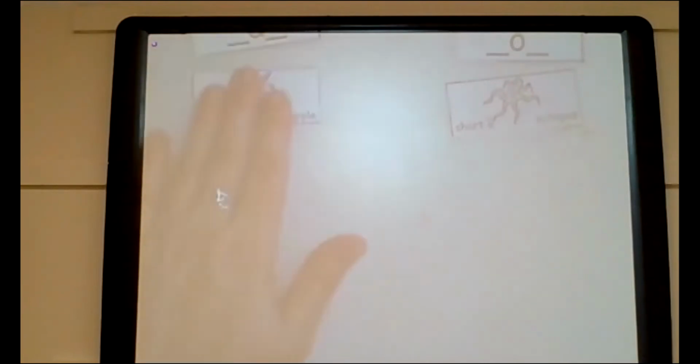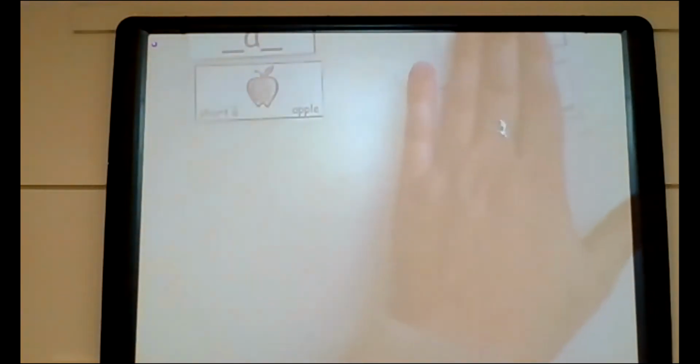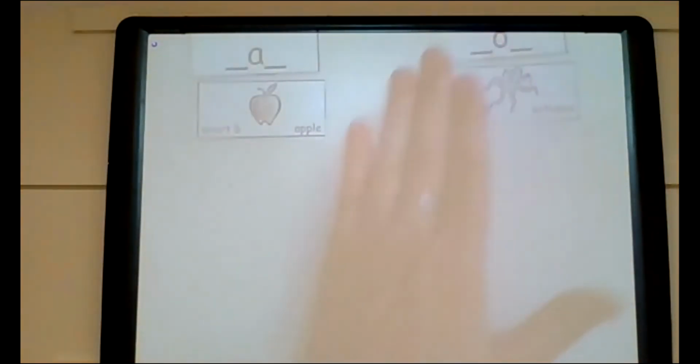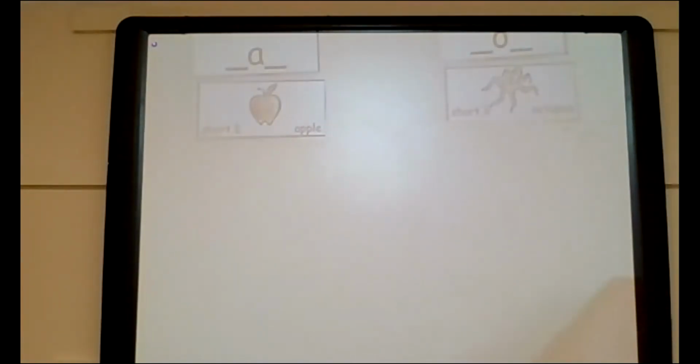All right, so here are our headers for short A and short O. One of the things about these headers is that they have the short vowel sound at the beginning of the word, and the pictures we're going to sort and the words we're going to sort will have the vowel sound in the middle.